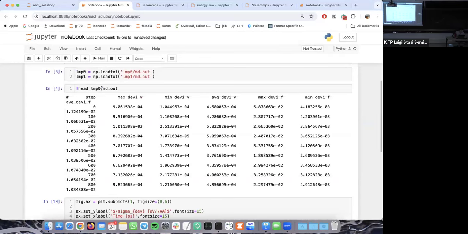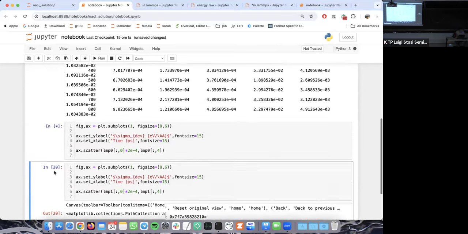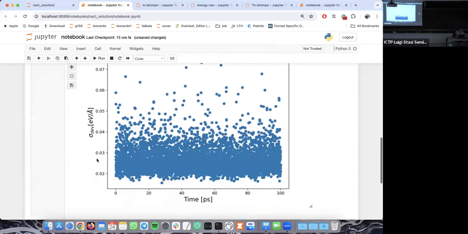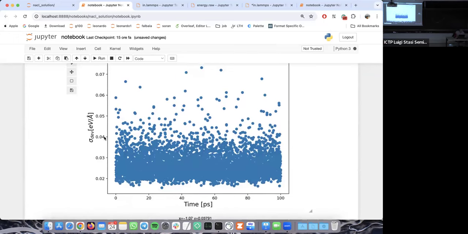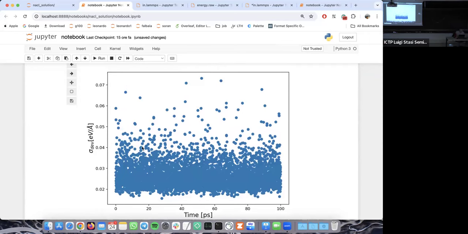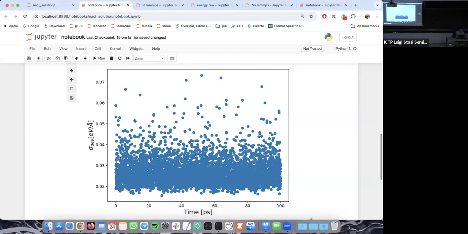So this is the MD.out, where I have the deviation on the energy, and then the max deviation on the forces, the minimum deviation on the forces, and the average. So I can have a look, and I can see that basically the error of the training probably was something like 0.04, 0.05, so the neural network models do not deviate a lot. Maybe these data are a bit out.